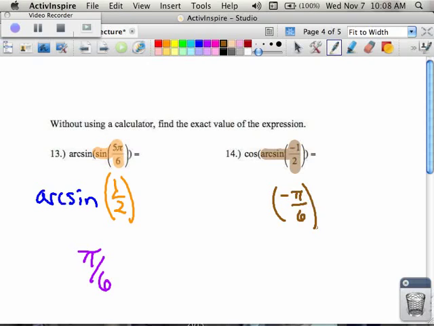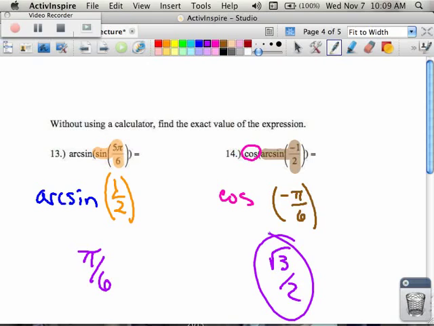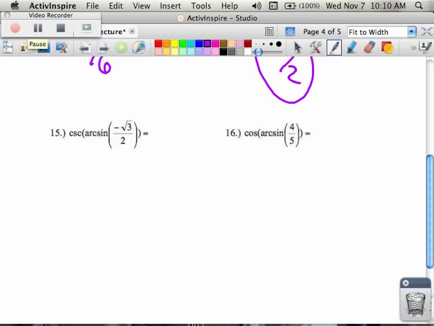Then, after I get that, what I want is the cosine of negative pi over 6. So I look at the cosine. Negative pi over 6 means spin clockwise pi over 6, and tell me what the cosine is. And the answer is root 3 over 2, because the cosine is talking about the x value of the coordinate. Questions?